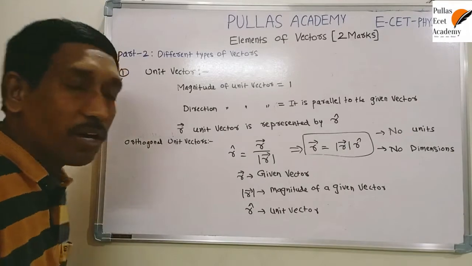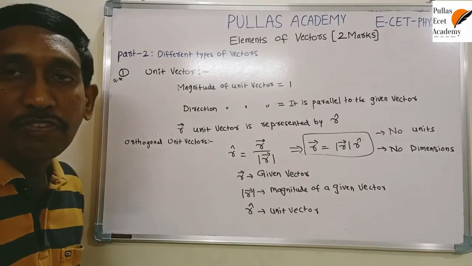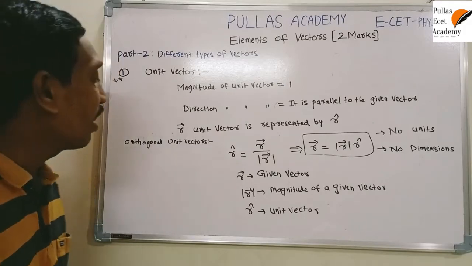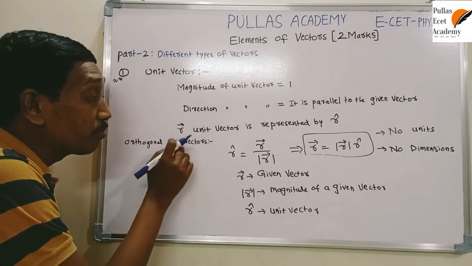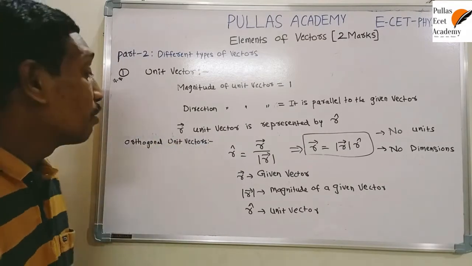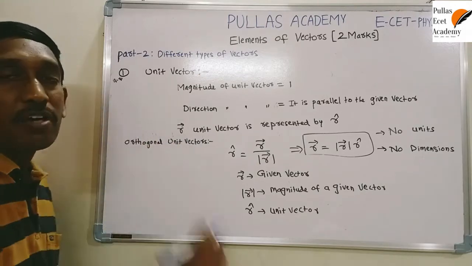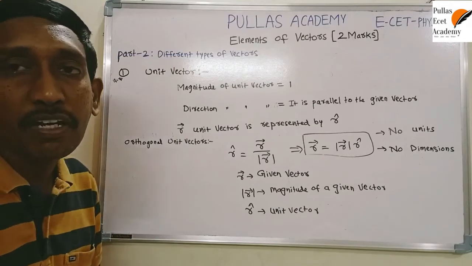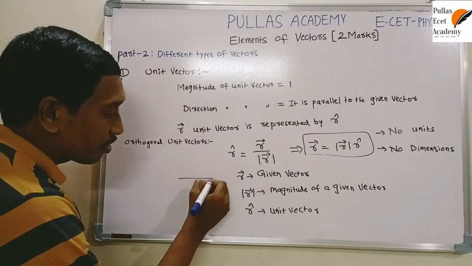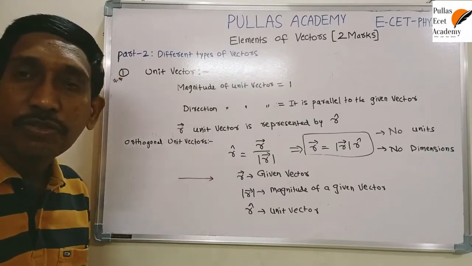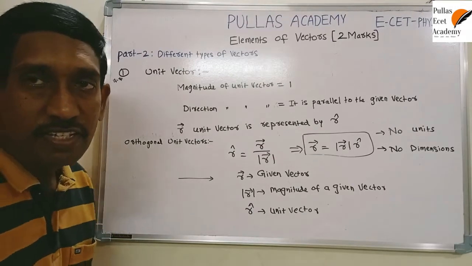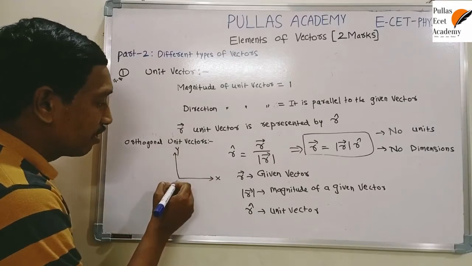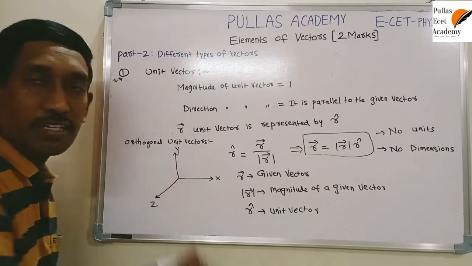So which are called orthogonal unit vectors? These are also unit vectors. But orthogonal means they are perpendicular to each other, and the magnitudes of these unit vectors are also 1. But what are the directions of these orthogonal unit vectors? They are mutually perpendicular to each other. For example, space is divided into 3 mutually perpendicular axes. Suppose I consider this the x-axis, this the y-axis, and this the z-axis.